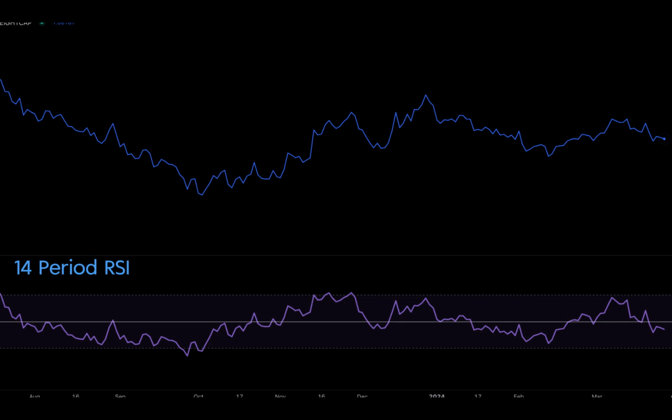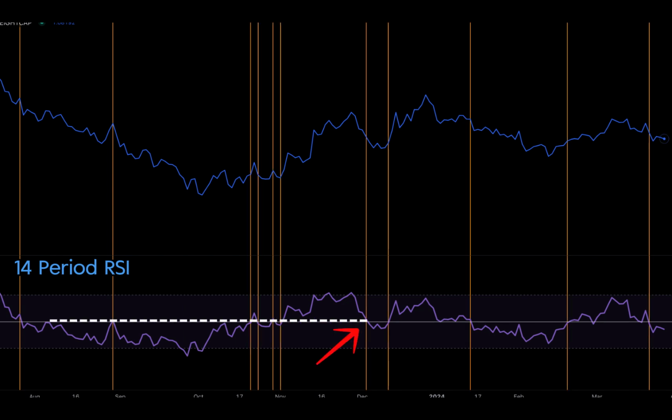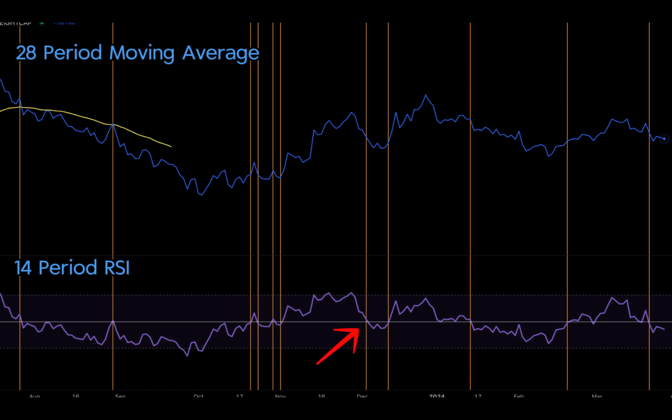We'll change the candles to a line chart just for clarity. Now I'm going to put an orange line every time the 14 RSI crosses the 50 line or the midline of the indicator. Now watch what happens when I put a 28 period moving average on the chart. The price crosses the moving average every time the RSI crosses the midline.